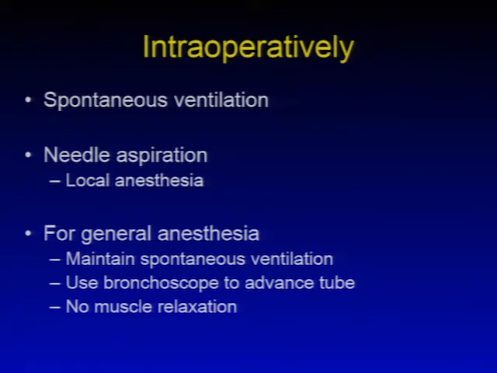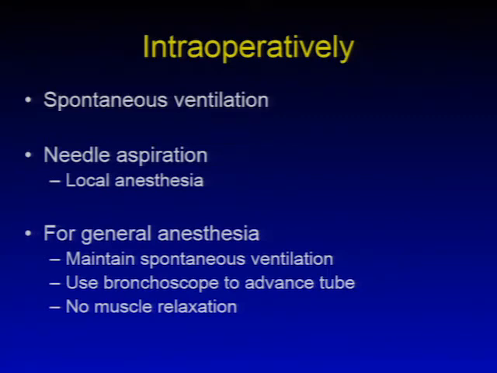However, for the use of general anesthesia, the tenets of this would be to maintain spontaneous ventilation, to use a bronchoscope to advance the tube, especially in intrathoracic airway obstruction when tumor may have invaded into the trachea. You would not want to damage that mass with a blind intubation, rather not a blind intubation using a laryngoscope, obviously, but advancing the tube without the guidance of a bronchoscope.